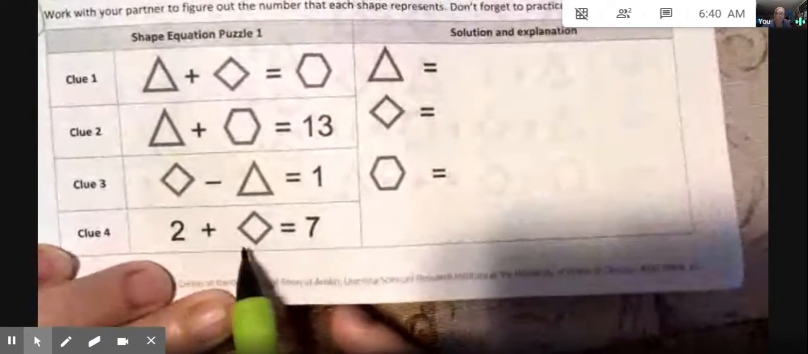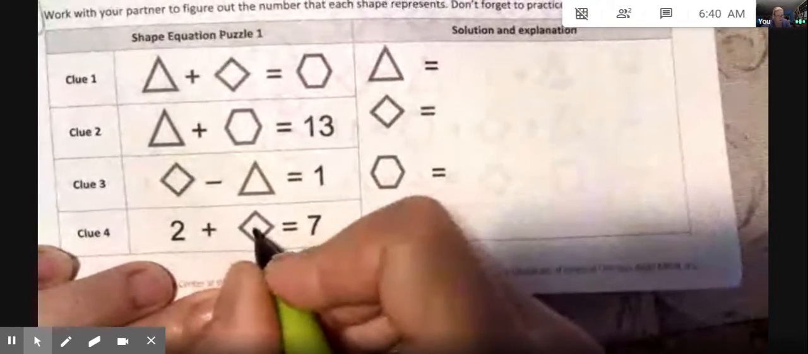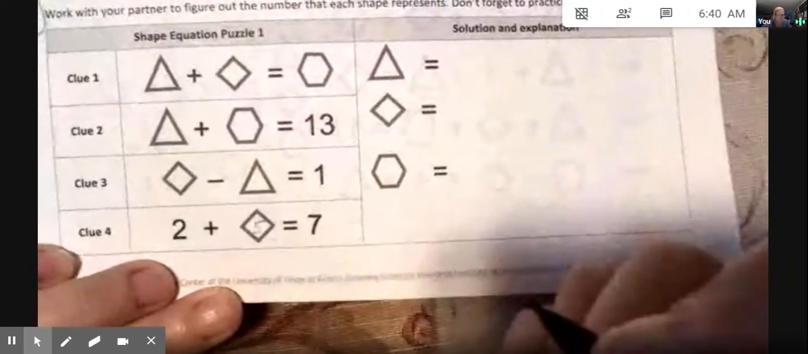This one down here, 2 plus something gives us 7. That one would have to be 5.